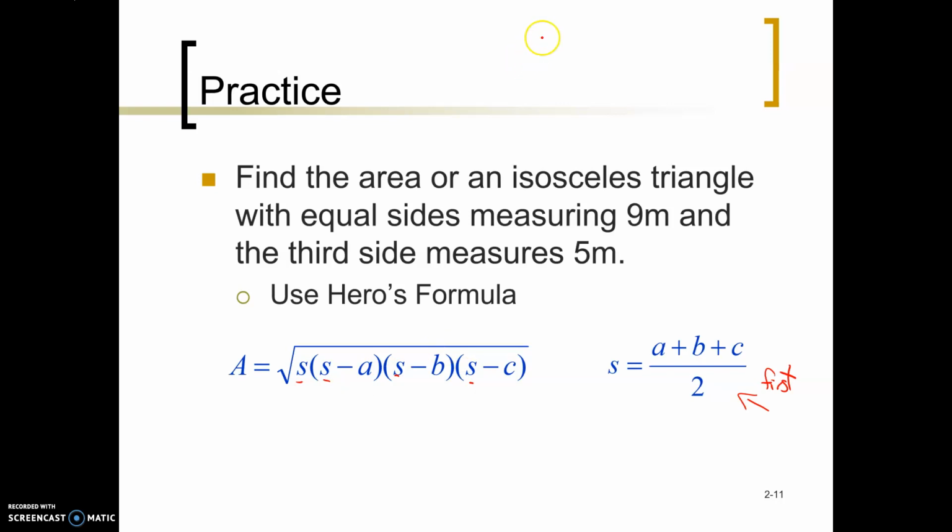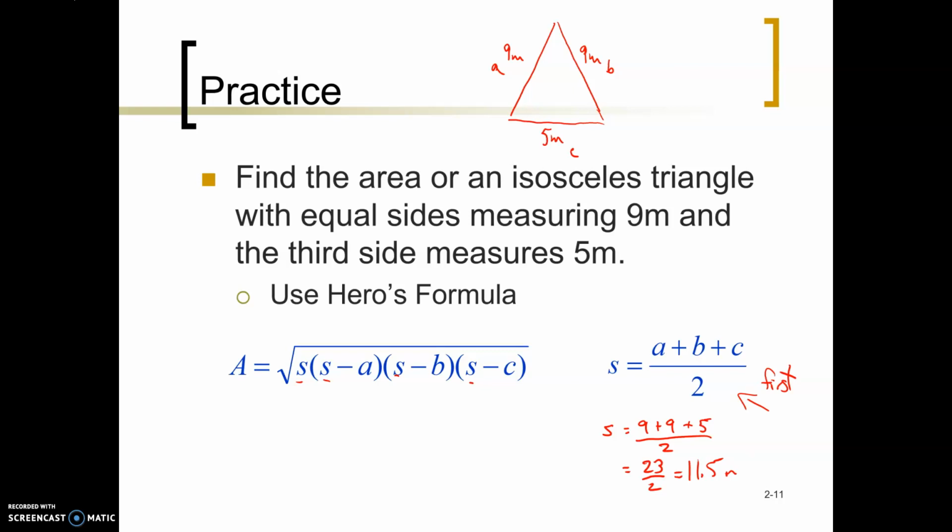Okay, so this is an isosceles triangle. It has 2 equal side lengths and 1 that is not equal. The sides that equal each other are 9 meters. And the last one is 5 meters. All right, we could call them A and B and C. It doesn't matter what name we give them. So first, with Hero's formula, we must calculate S. And that is 18 plus 5 over 2, which is 11.5. And that would also be meters if you want to attach a unit to it.